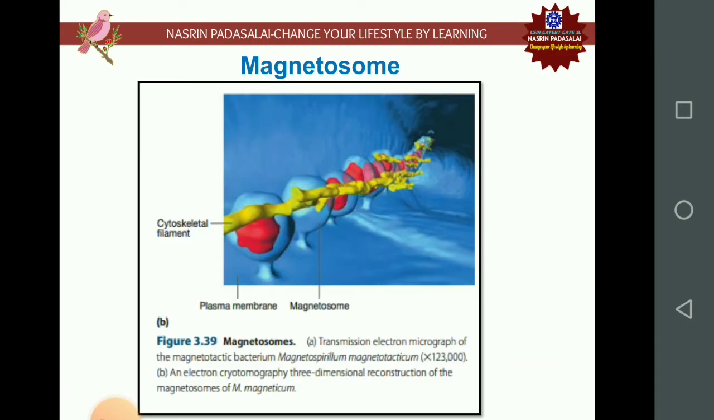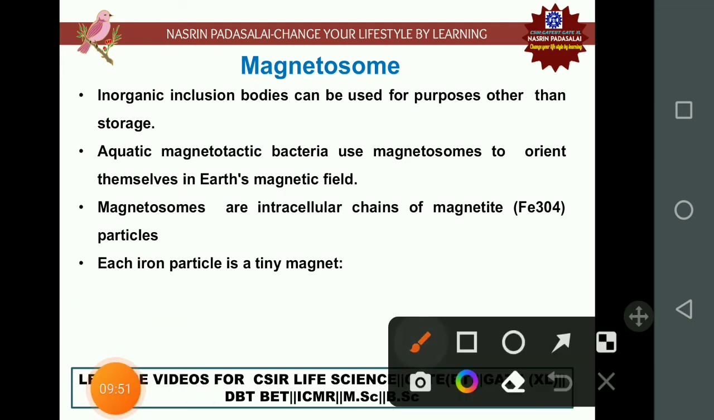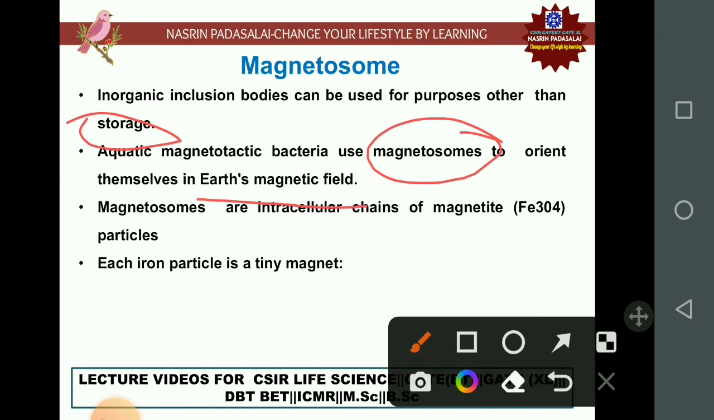The next structure is the magnetosome. Magnetosomes are inorganic inclusion bodies that can be used for purposes other than storage. Aquatic magnetotactic bacteria use this structure to orient themselves in the earth's magnetic field. Those bacteria that use the earth's magnetic field have magnetosomes, which are an intracellular chain of magnetite particles, that is Fe3O4 particles, and each of these iron particles is considered a tiny magnet.